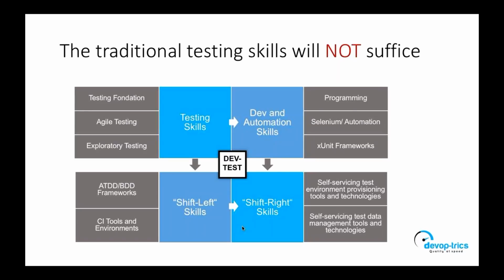Not only that, for the newer concepts to shift left, a lot of early testing, we need to get hands-on with ATDD, BDD frameworks, and all these DevOps tools or continuous integration, continuous delivery tools such as Jenkins, Nexus IQ, Urban Code Deploy. All these are very important tools we have to learn.